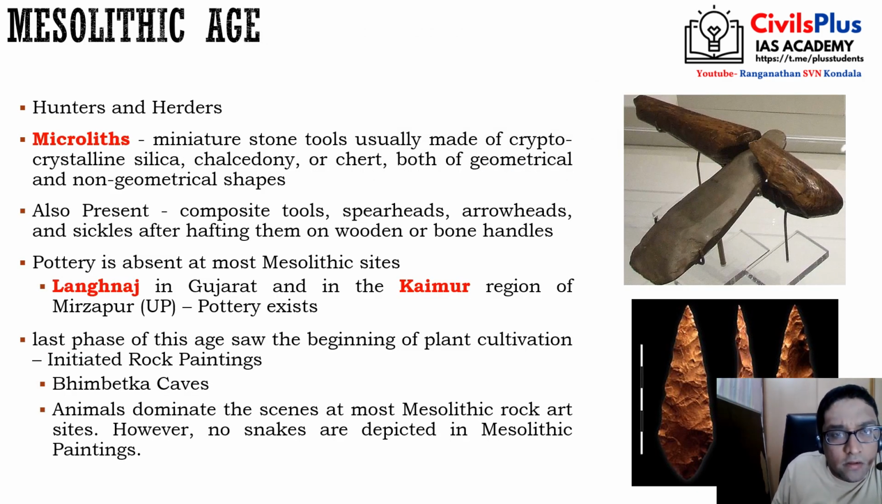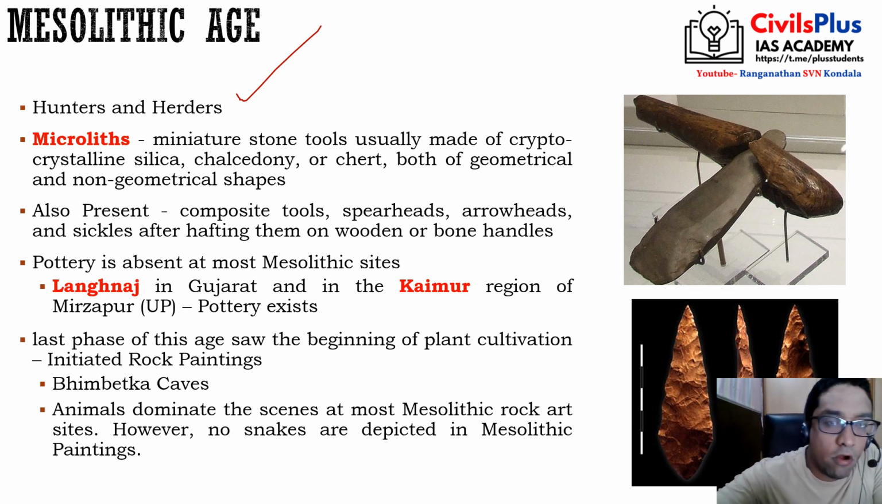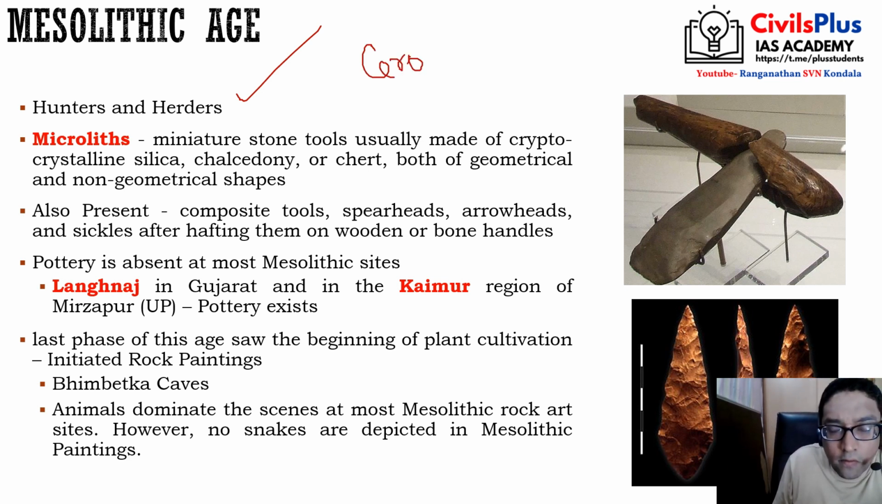Mesolithic age. From hunter-gatherers, people turned into hunter-herders. They started what we call group hunting. Hunter-herders is basically group hunting.